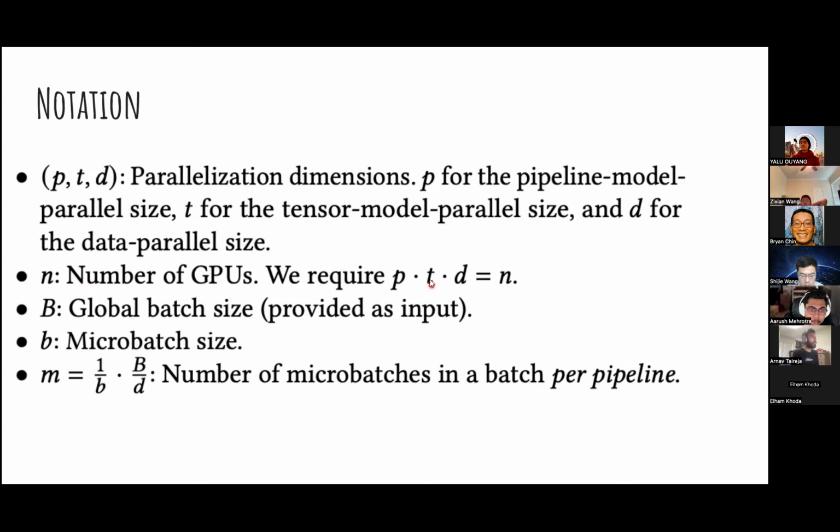Capital B here represents global batch size, which is the size of basically the input. Small b here represents the size of each microbatch. Microbatches are just, as the name might suggest, small pieces of the batch. The batch is divided into smaller pieces for easier processing. And small m here represents the total number of microbatches that there are in each pipeline. Can we go to the next slide, please?